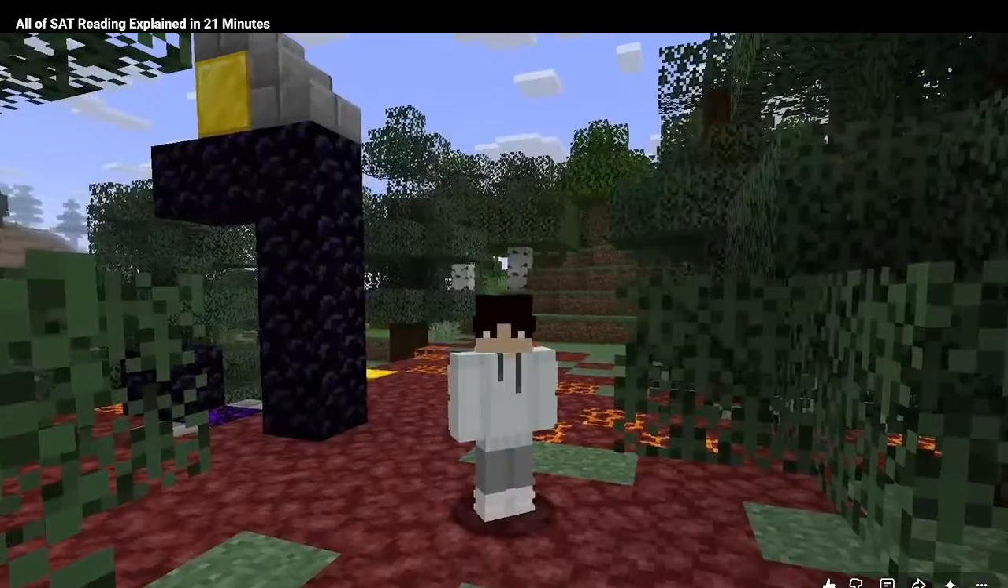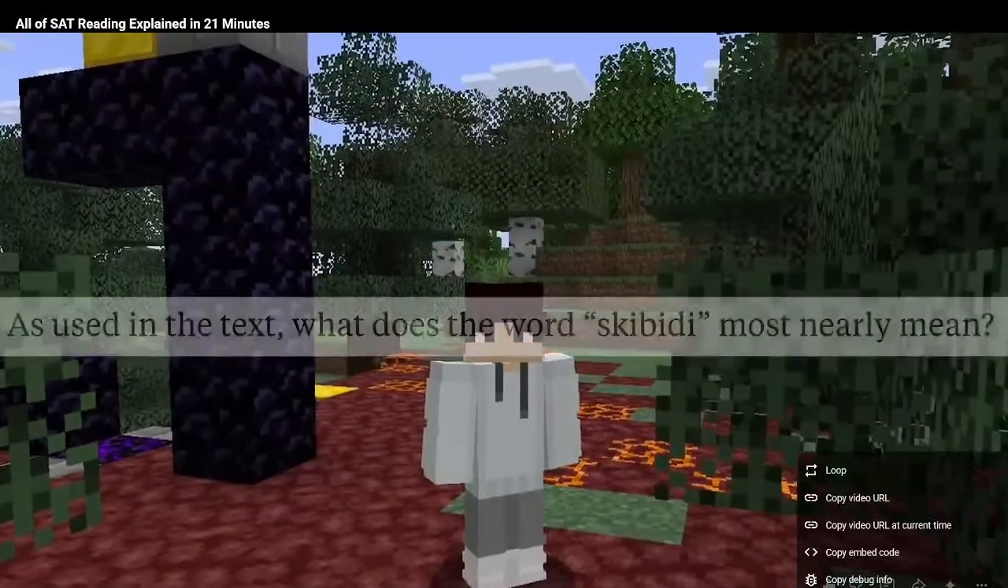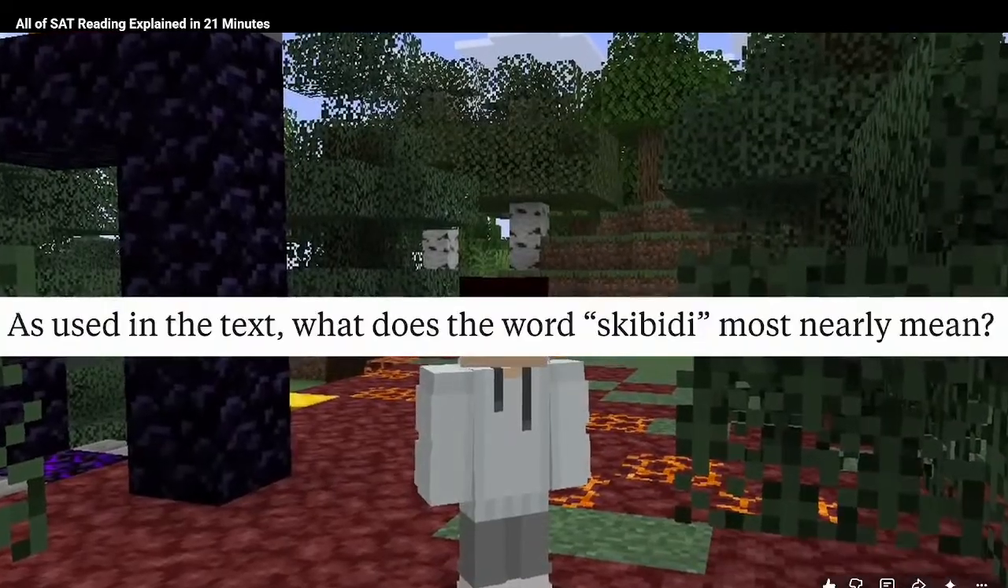Words in context. These are the vocab questions. The SAT either gives you a blank and asks you to pick the word that actually fits, or choose the word that's most similar to the word already in the passage. Most students think these problems are just random guessing, but that's wrong.